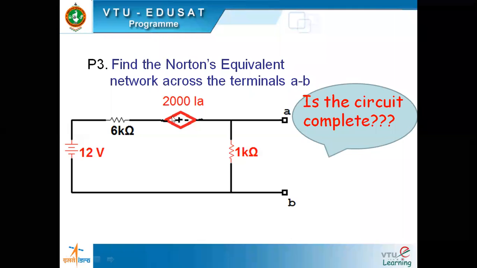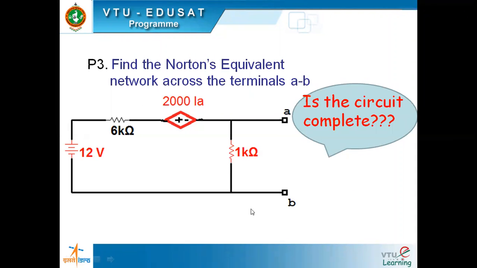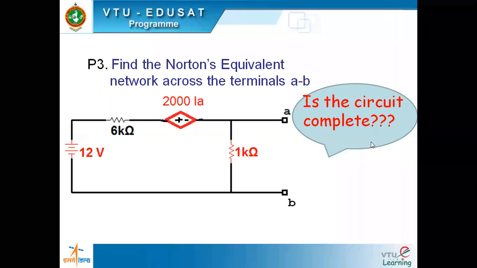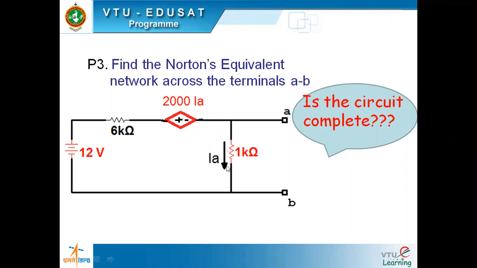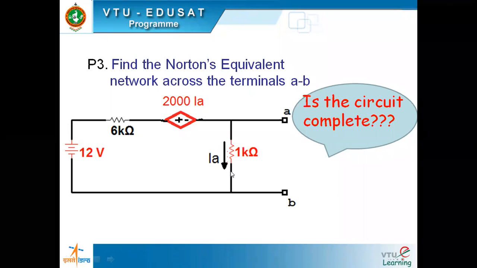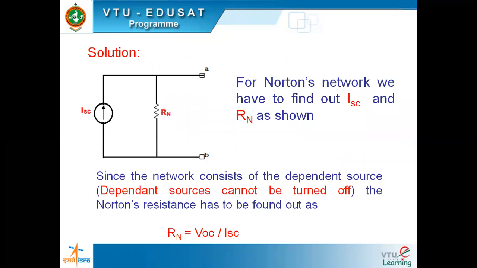No, there is a dependent voltage source involved which depends on the current IA. Unless that current IA is given in the circuit, this circuit is incomplete. So what needs to be given? This IA needs to be given, which is flowing here. They have told that this is flowing here, that's why we are taking it through 1 kilo. It is not we who give this IA; it comes in the equation itself. Okay, this is complete now.